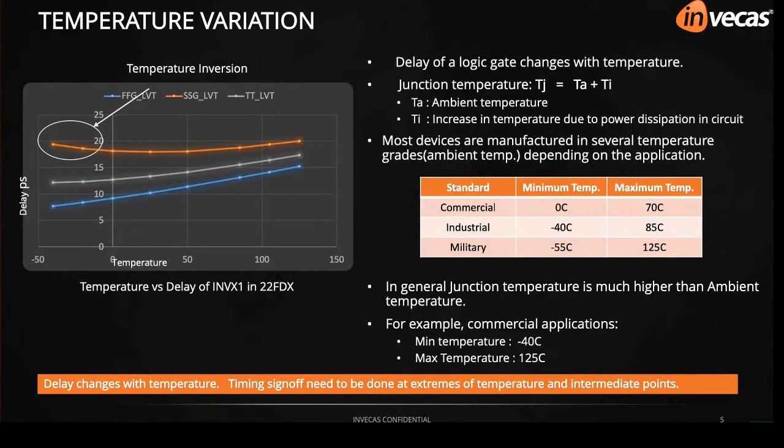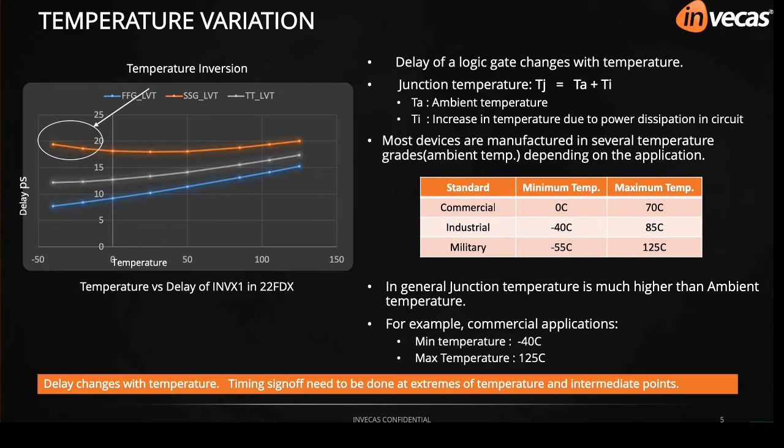The second source of variation we are going to talk about is temperature variation. Once again, in general, the default behavior of the transistor is that the delay will change with the change in the temperature. There are two kinds of temperatures we need to be talking about which will impact the performance of the design. One is the ambient temperature, which is the normal room temperature at which the transistors are being operated. Another one is the junction temperature, which is the sum of the ambient temperature and the temperature increase due to the power dissipation of the circuit on the chip itself.